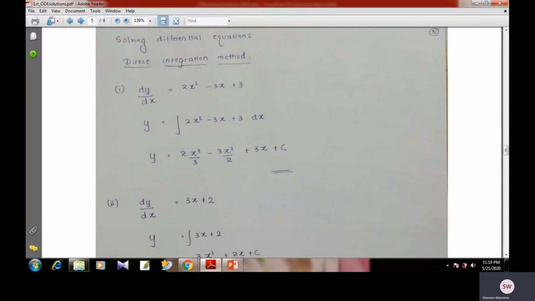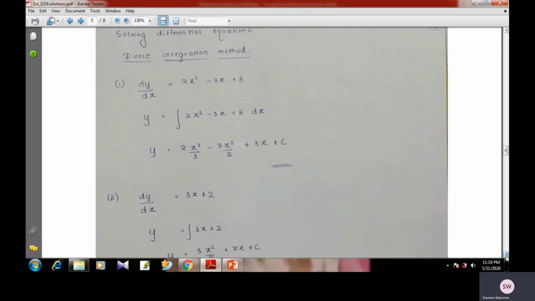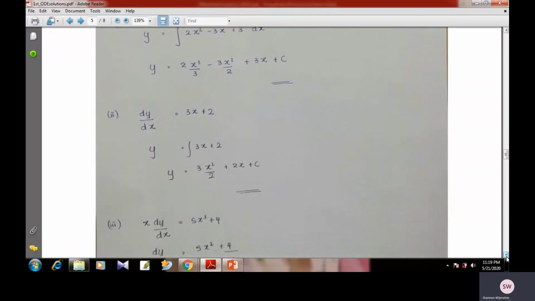Integrate this one. Using the standard integrals, we can find an expression for y in terms of x. This is called the general solution of the differential equation, because we have arbitrary constants. Let's take a look at another example. dy by dx equals 3x plus 2. If we integrate 3x plus 2, we have 3x squared over 2 plus 2x plus c, which is the general solution.